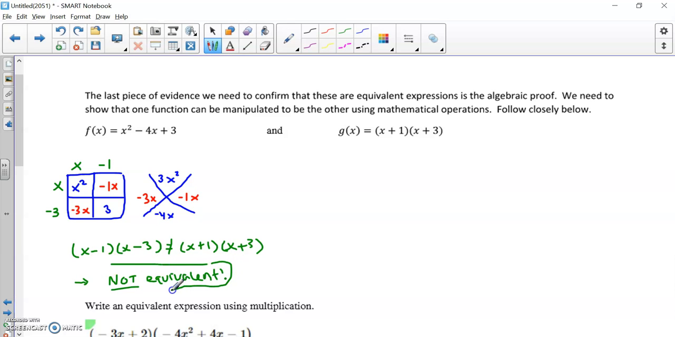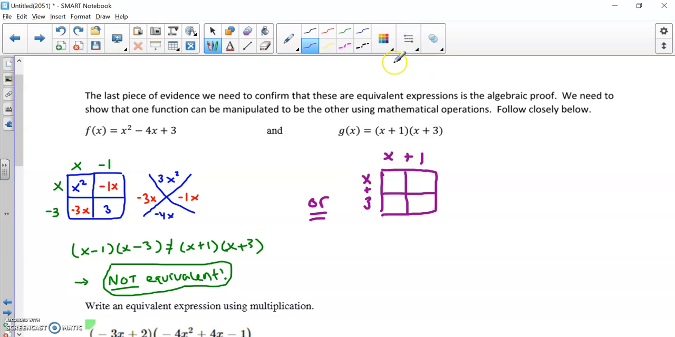Alright, so that's the one way to do it. The other way to do it is you can start with this, and you can multiply them out. So you can do your box, your 2x2 box, and we can set these up as x plus 1 and x plus 3. So x times x is x squared, x times 1 is 1x, x times 3 is 3x, and then 3 times 1 is 3.